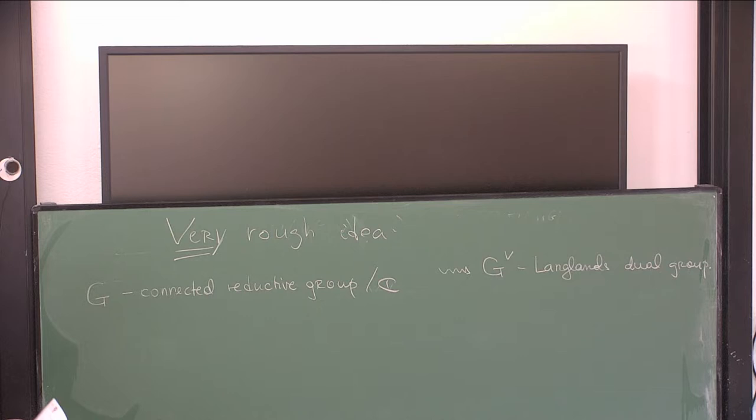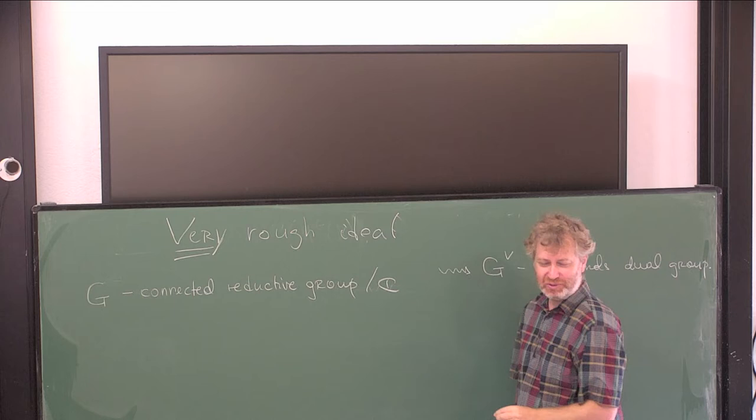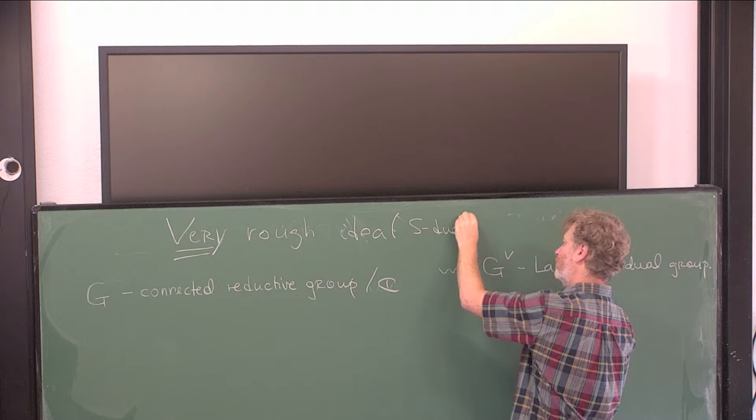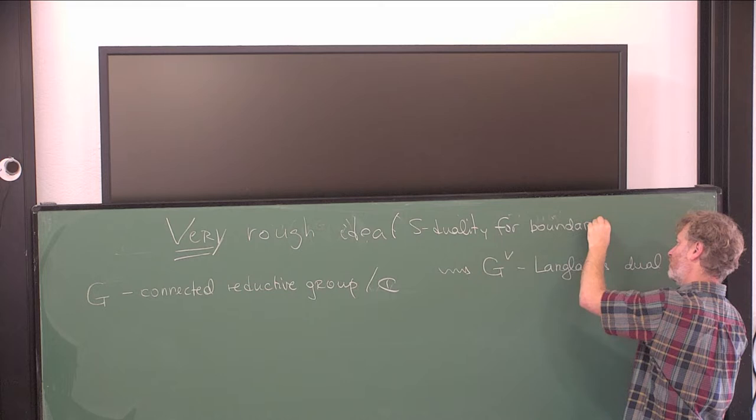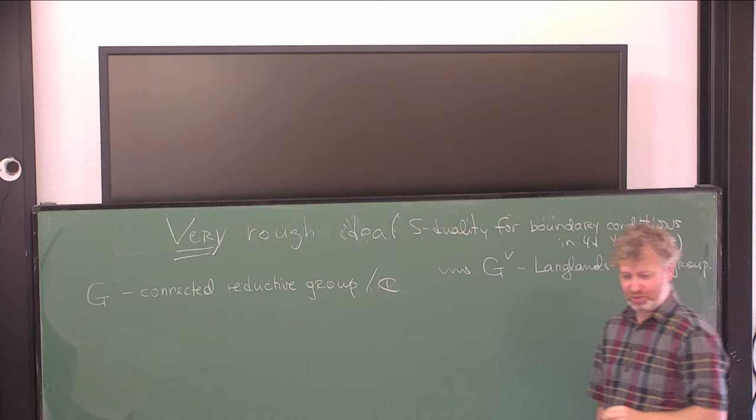And the rough idea is coming from physics, and so I'm not going to appeal to physics at all, except that sometimes we'll just mention some words from physics. And the words I want to mention now are S-duality for boundary conditions in four-dimensional Yang-Mills theory. But again, these words will mean nothing for the purposes of this talk. I will just mention them, but this is related.